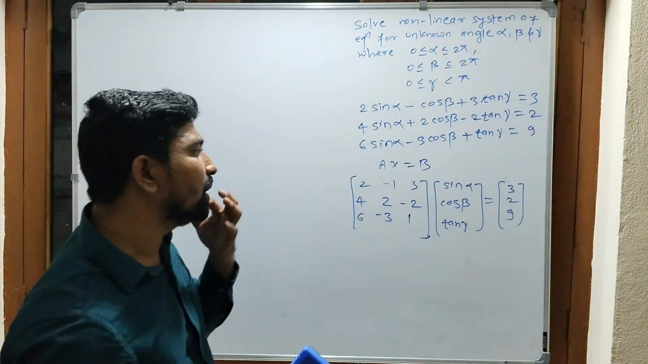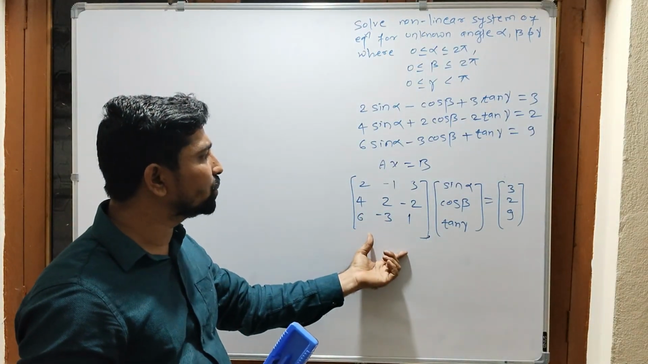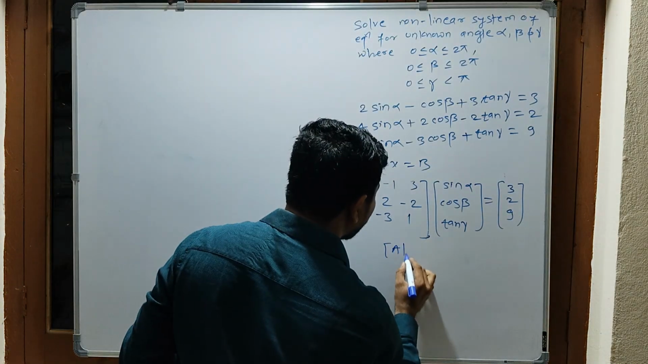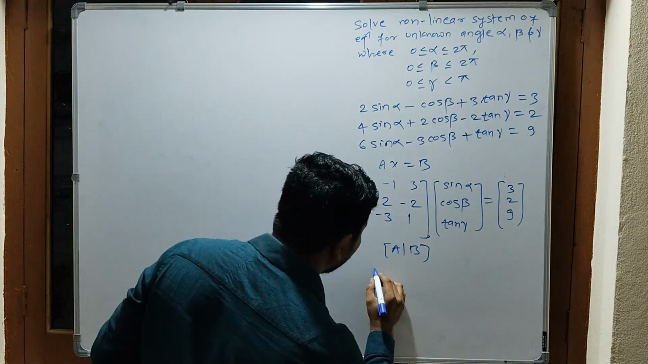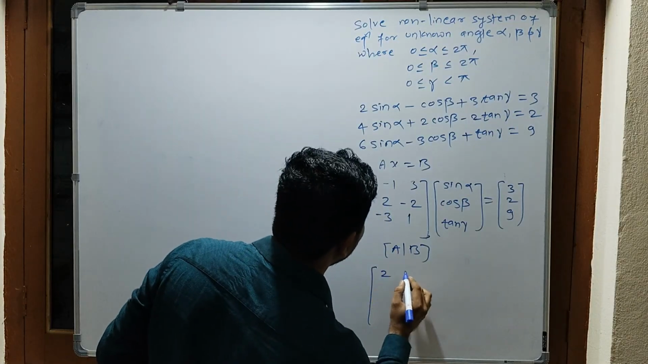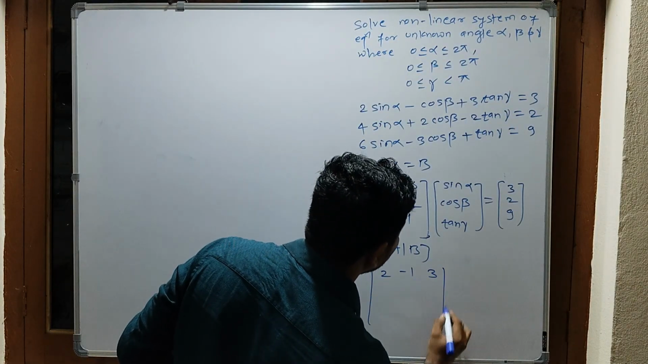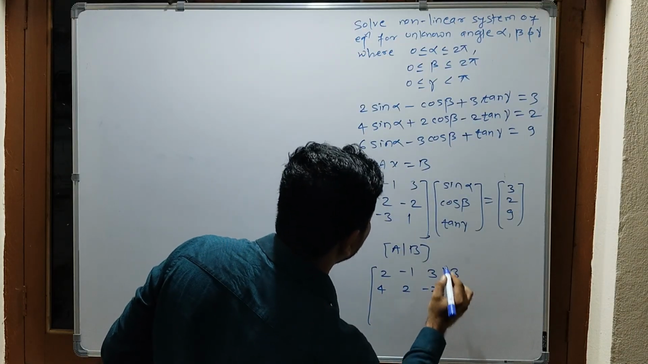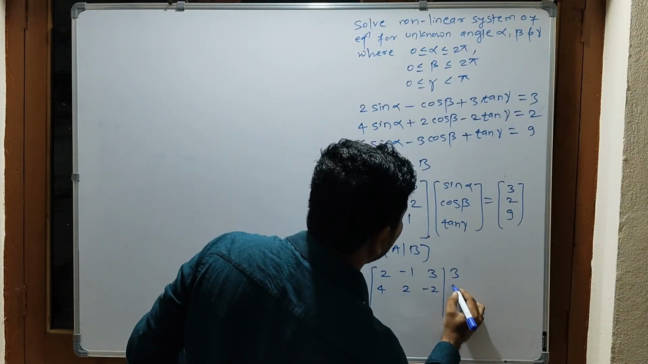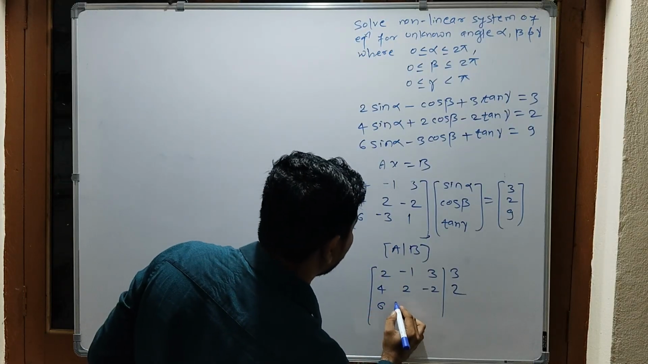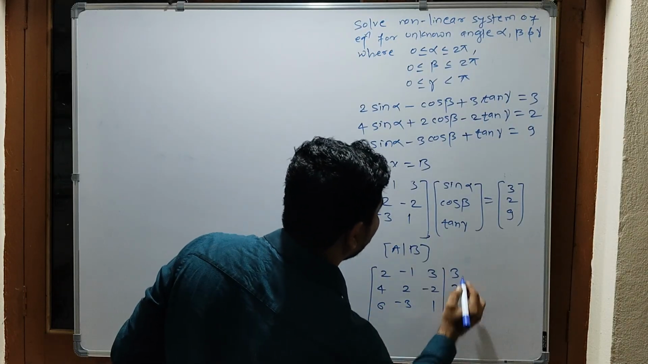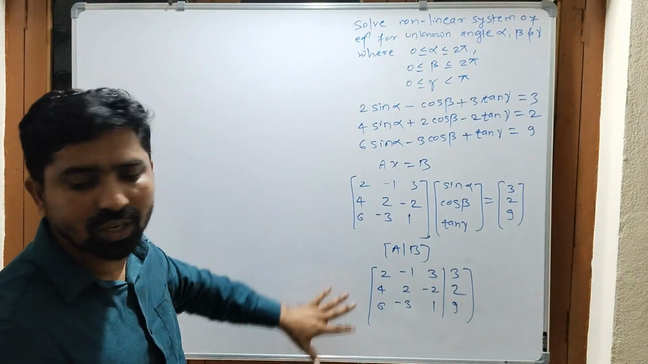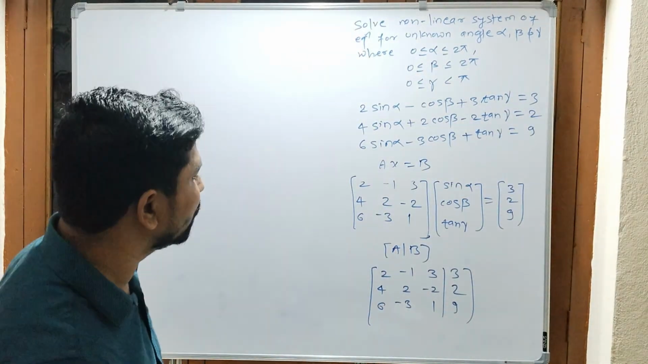Now the second step is to write the augmented matrix [A | B] of the system Ax equal to B. Write here 2, minus 1, 3, 3; 4, 2, minus 2, 2; 6, minus 3, 1 and 9. Now I want to convert this matrix into echelon form.